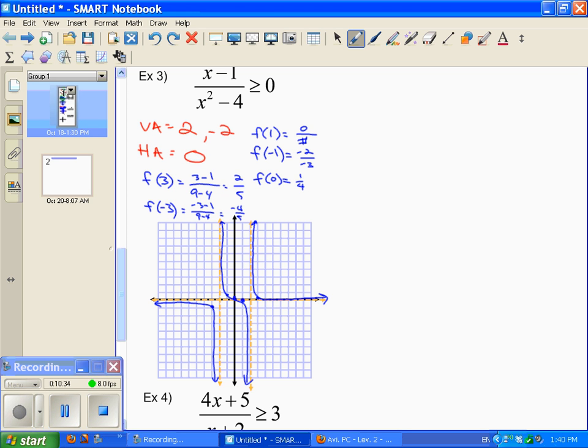Okay, now we have to decide, are we shading above or below this graph? Let's test some points. So we want to pick something that's definitely above or below. Now it doesn't matter whether I'm above or below any of these lines.